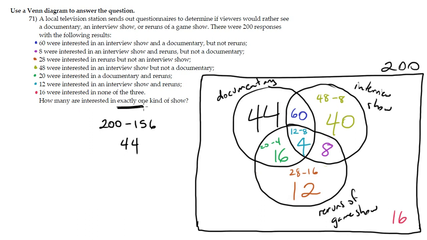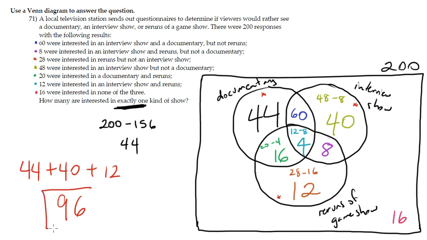How many people are interested in exactly one kind of show? Let's use red. So these people here only like documentaries. These people here only like interview shows. These people here only like reruns. 44 plus 40 plus 12. They only like one kind of show: only documentaries, only interview shows, only reruns of game shows. 84 plus 12. 96 people are interested in exactly one kind of show.